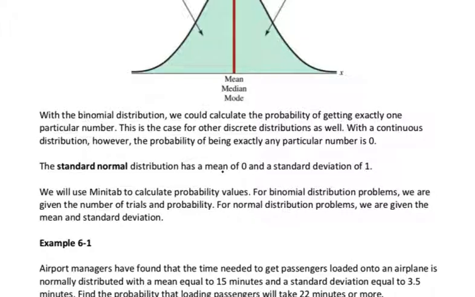With the binomial distribution, we had problems where we were asked to calculate the probability of getting exactly one particular number. And this would be the case for other discrete distributions as well, which we didn't talk about any other ones, but they are in the textbook. If you have a continuous distribution, like the normal distribution, the probability of being exactly any particular number is 0. And so we won't have problems where we're asked to calculate the value of getting exactly one number.